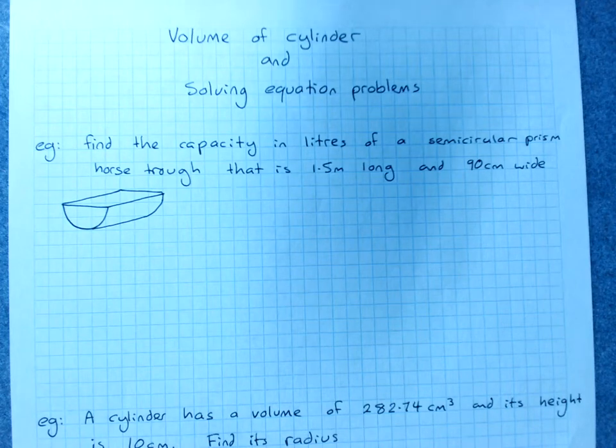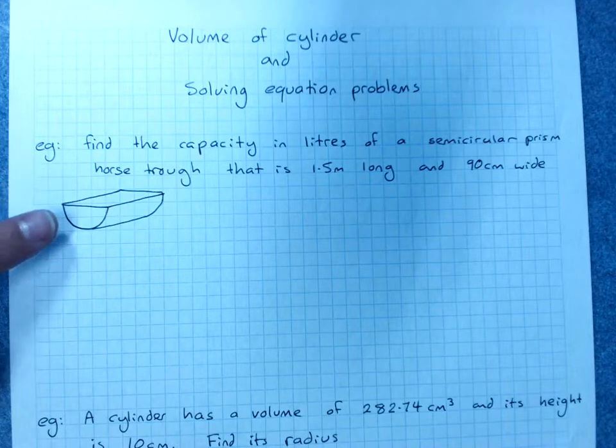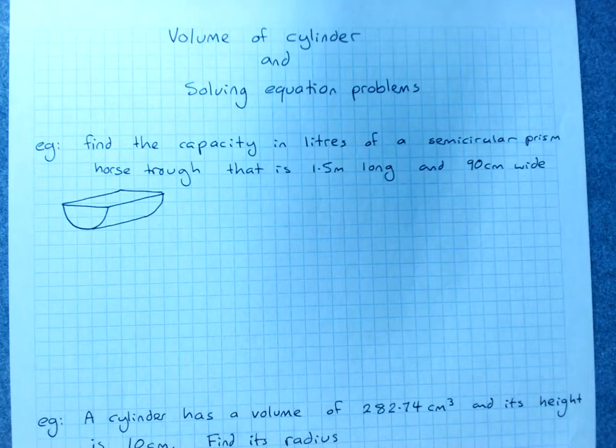Volume of a cylinder or cylindrical-based shapes, and solving equation problems. So an example: find the capacity in litres of a semicircular prism horse trough that is 1.5 metres long and 90 centimetres wide. So the purpose here is to cover a bunch of different aspects.